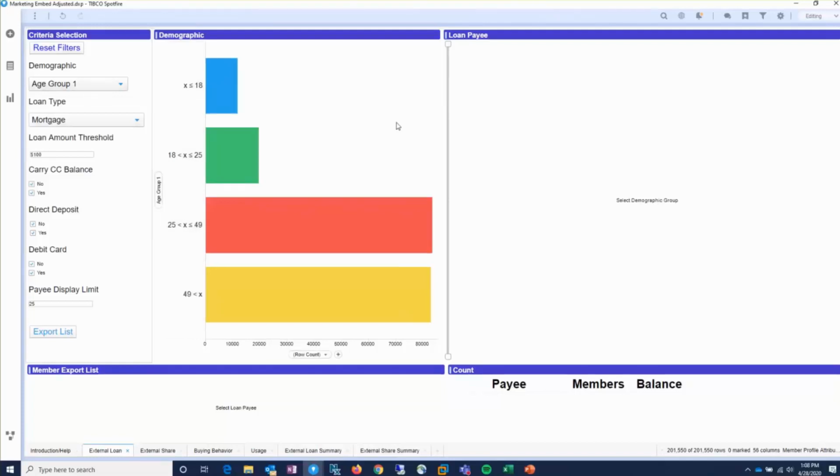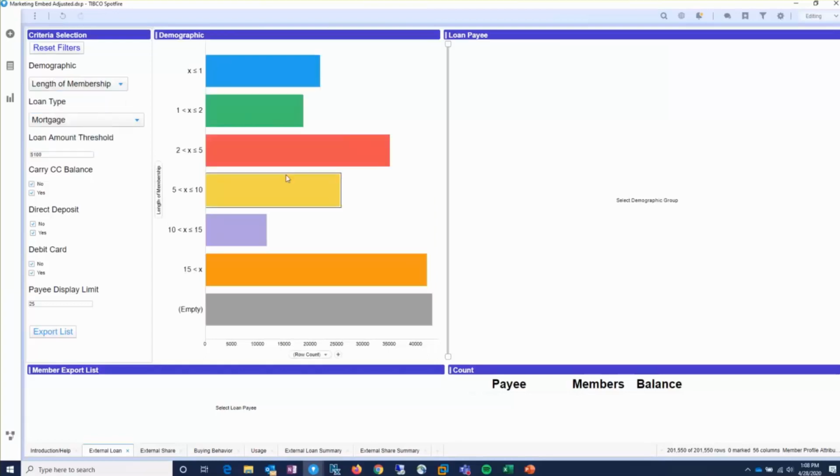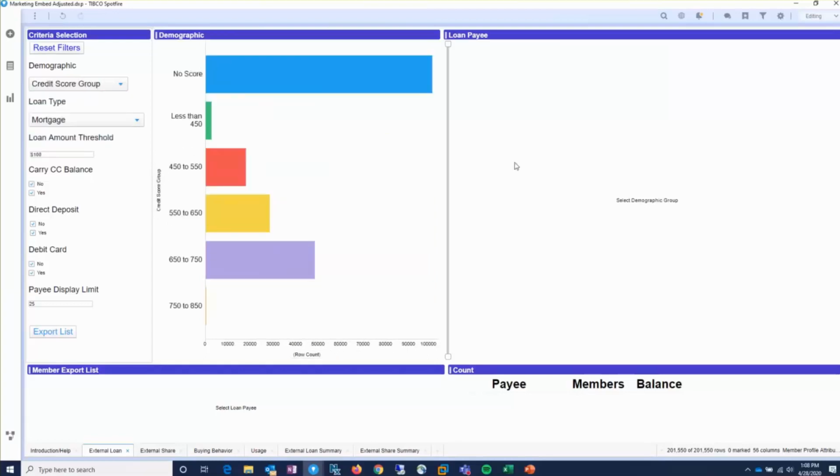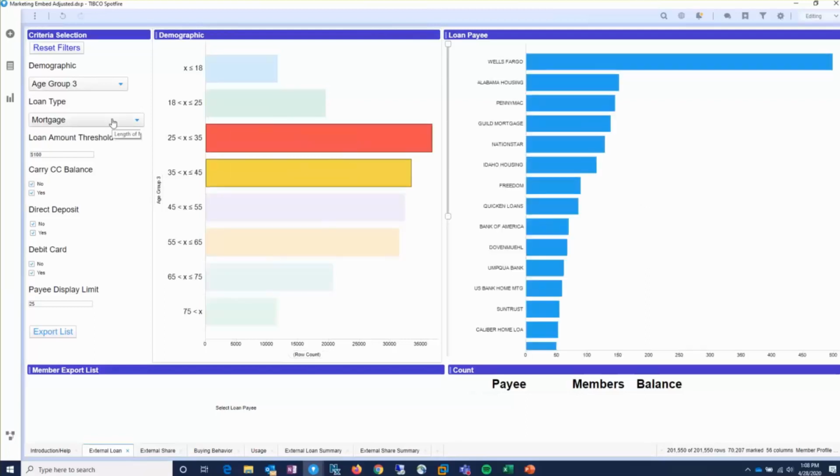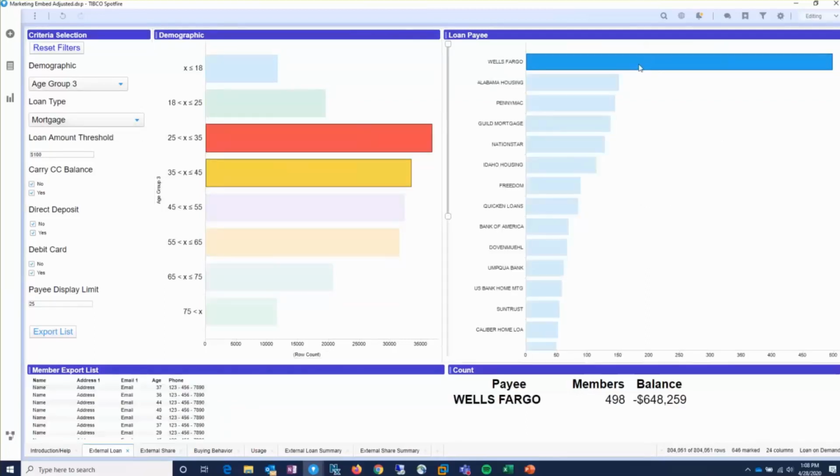That's one of the great things about Spotfire: you're not stuck with whatever it is we give you, and you don't have to write a bunch of code around it. You can configure these things to be whatever you want, different age breakdowns, length of membership, credit score, what have you. So in this instance, we're just going to create a campaign for members who are between, say, 25 and 45, and they have an external mortgage, and they're with Wells Fargo.